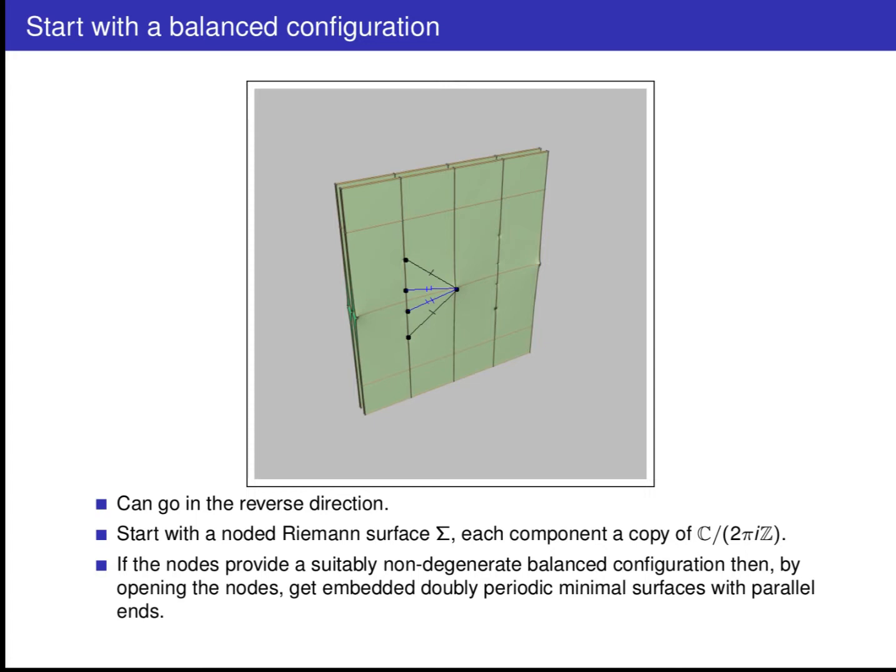So the idea is to start with a balanced configuration. So here's a balanced configuration. We've got 5 nodes on it. They're going to correspond, when we open up the nodes, to 5 catenoids. These 4 nodes right here will correspond to catenoids pointing in one direction, and this 5th node is going to correspond to a catenoid going out in the other direction. So we start with a noded Riemann surface sigma, each component a copy of the C mod 2 pi i Z. If the nodes provide a suitably non-degenerate balance configuration, then by opening the nodes, we can get an embedded doubly periodic minimal surface with parallel ends.